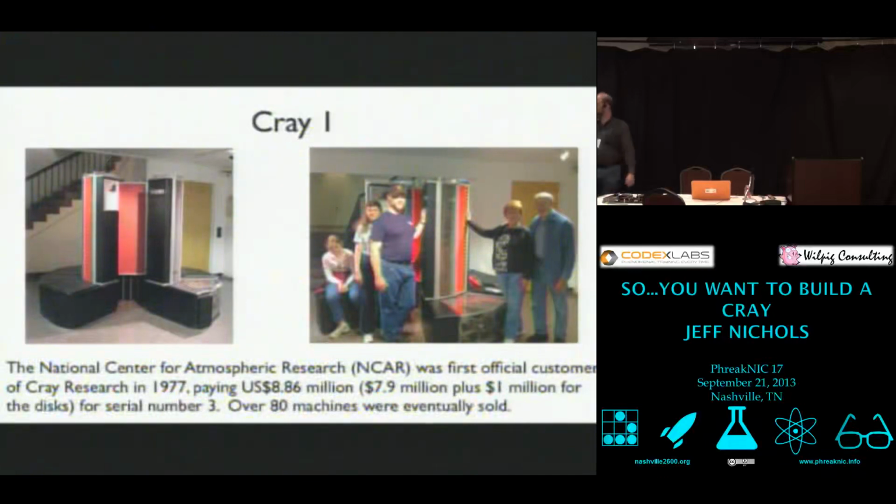It was delivered in 1977. It was almost $9 million: $7 million for the machine, plus $1 million for the disc. That just cracks me up for some reason, like, oh, you want a disc with that? They priced it thinking maybe we'll sell 10, and so that's why they were price crazy. They ended up selling over 80, and it was at least twice as fast, and I think about 4.5 times as fast as the CDC machine at the time.